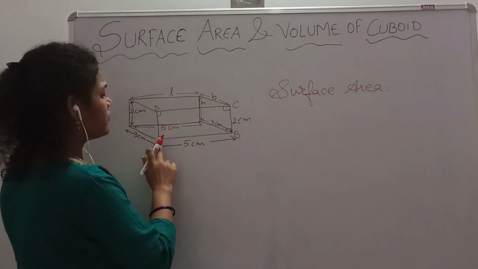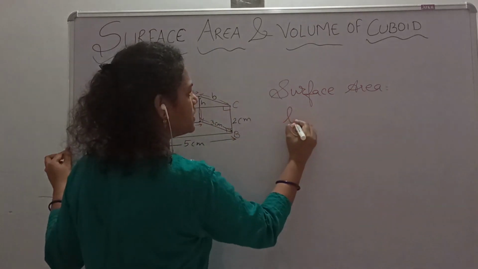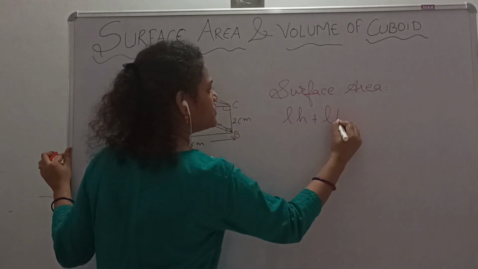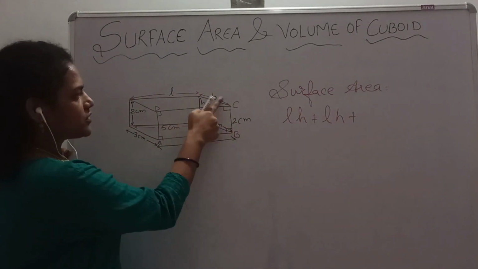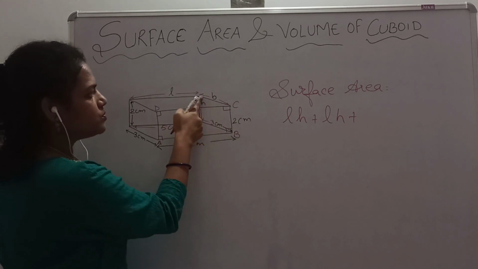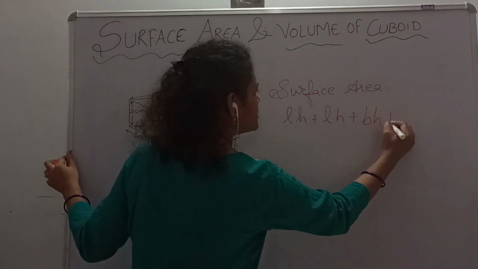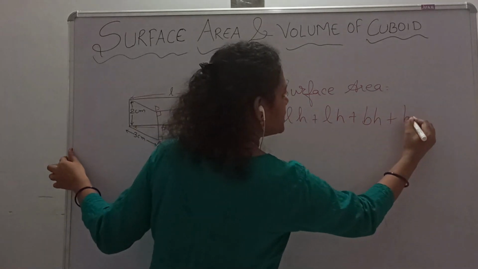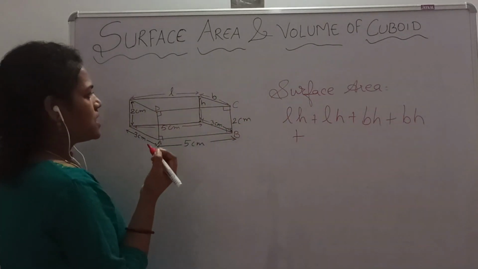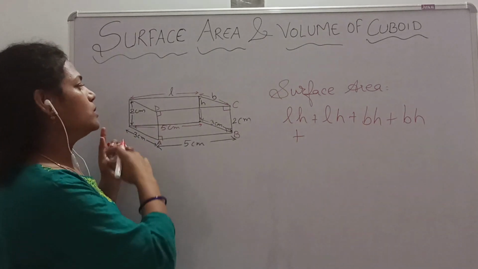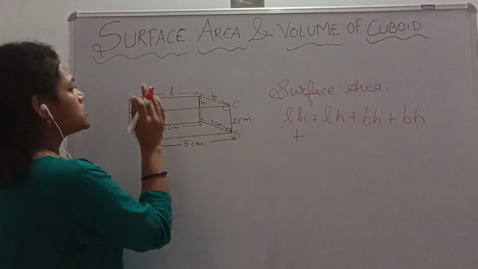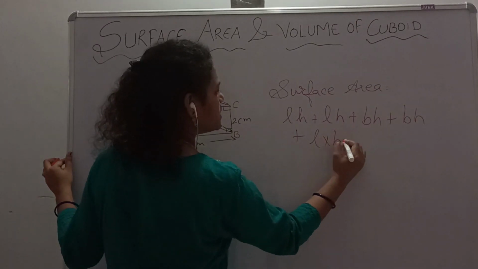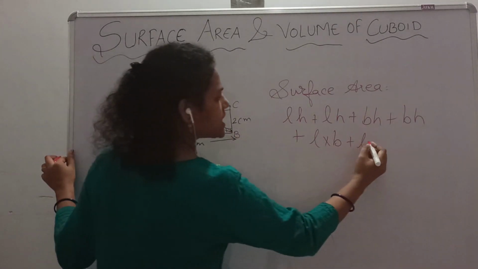So in this face, its area is L into H, plus its opposite face will again be the same, that is L into H, plus the area of this figure. Area of this figure is B into H, plus its opposite side is the same, so its area is B into H. Now, as surface area covers all six faces, I have to consider the top and bottom also. So top area is L into B, plus again the bottom will be the same, that is L into B.